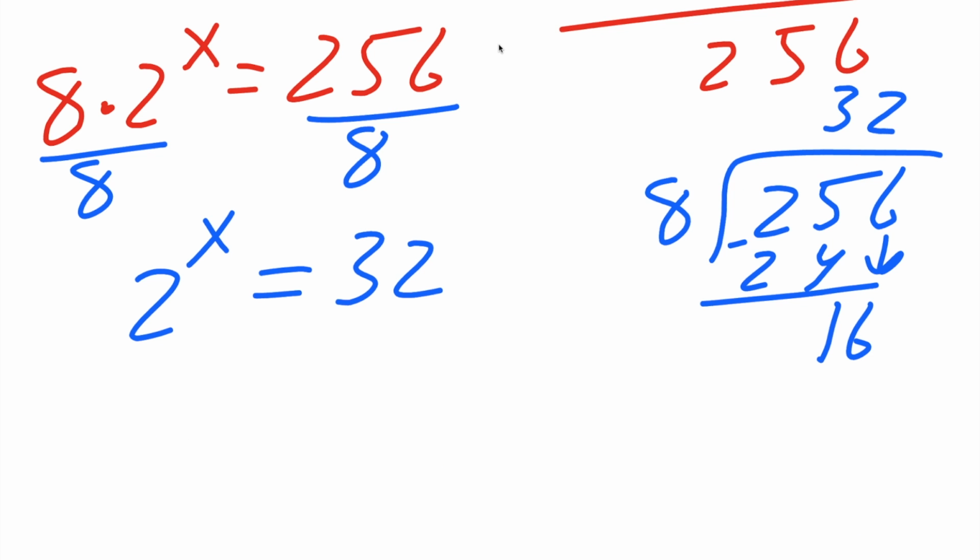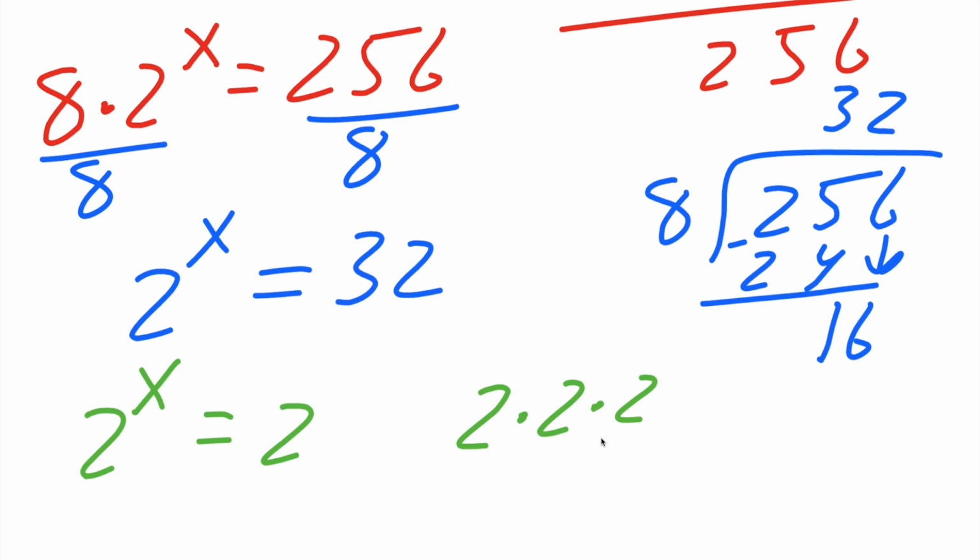So the bases are different, so we can fix that. So we have 2 raised to x is equal to 2 raised to what gives you 32? Well, we can try it out. 2 times 2 is 4, times 2 is 8, times 2 is 16, times 2 is 32. 1, 2, 3, 4, 5, so 5. So now they're pretty much identical. The only difference is the exponent. This one is raised to x, this one is raised to 5. And if they're equal, the exponent must be the same. So x is going to be 5.